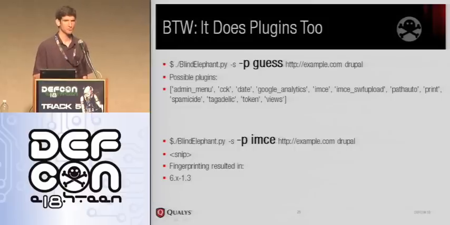I've got it set up for Drupal and WordPress plugins right now. If there's any other app that we currently support that you want to add plugins to, we can do that. And if there's brand new apps that support plugins, we can do that too. So just like guessing an app, you can guess plugins and spit out a list of possible plugins, and then go fingerprint those.